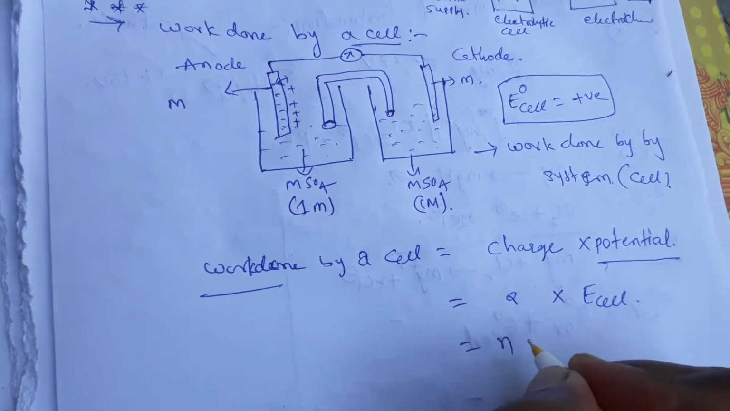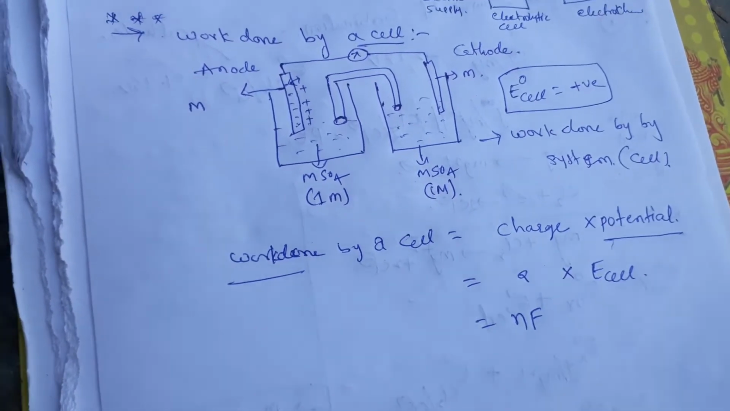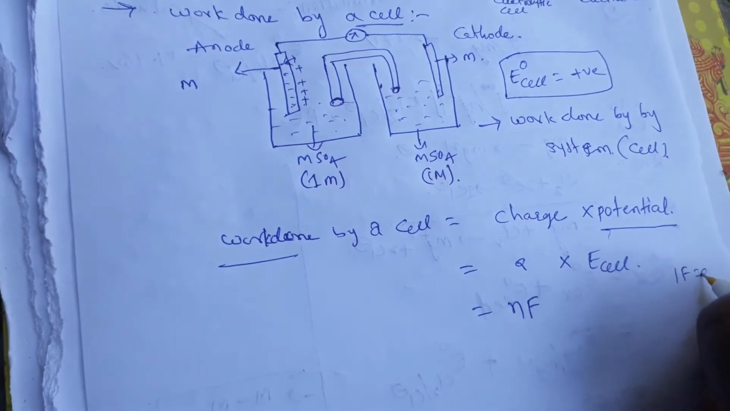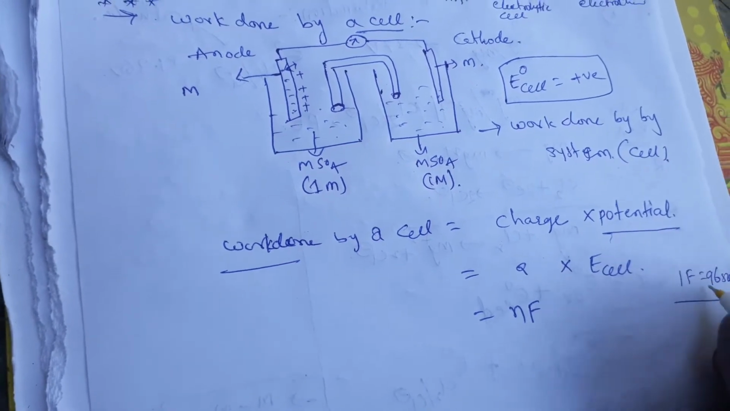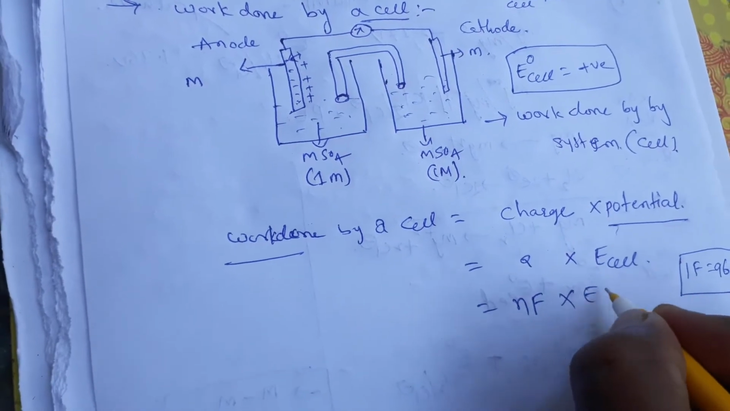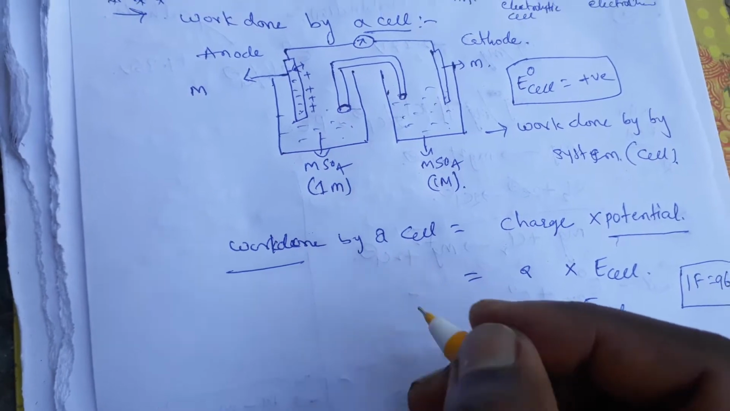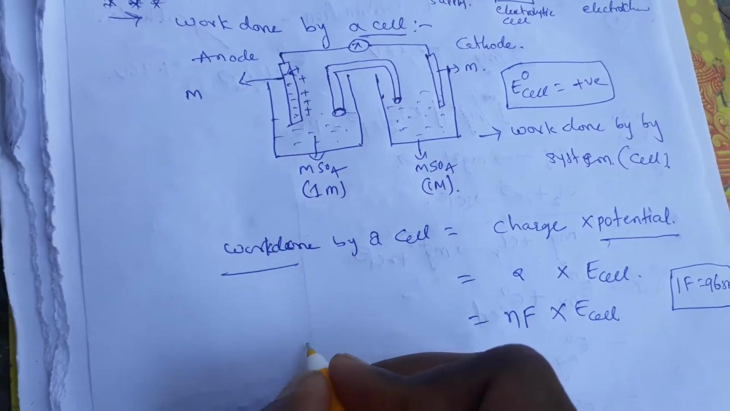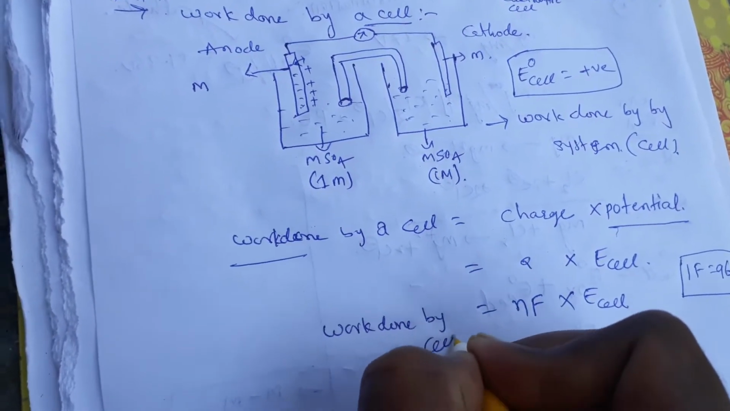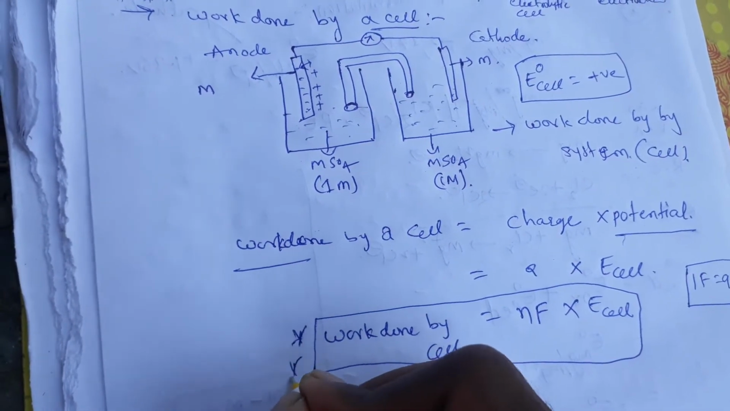So how can I measure the charge? Charge is the number of Faradays. 1 Faraday is equal to 96,500 coulombs. So this is about the charge. How much charge is carried out? n Faradays into E cell. So simple it is. So the work done by a cell is equal to nFE cell.